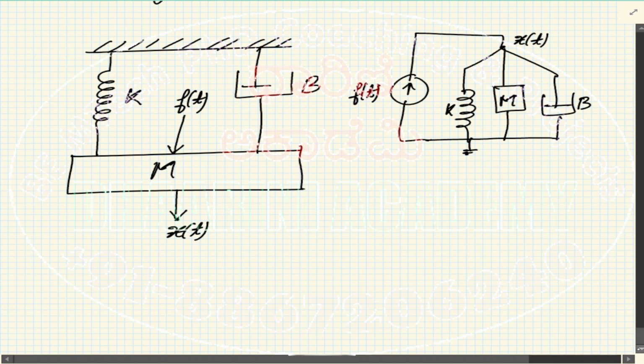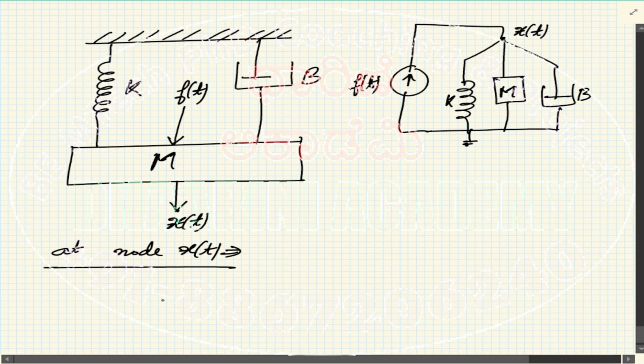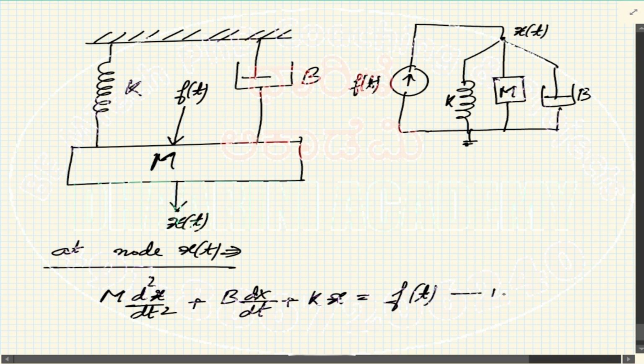Before writing the electric circuit, let's write an equation first. At node x for the given network, let's try to write an equation. So what should be the equation? It is m into d square x of t by dt square, plus b into dx of t by dt, plus k into x of t, should be equal to the input, that is f of t, isn't it?